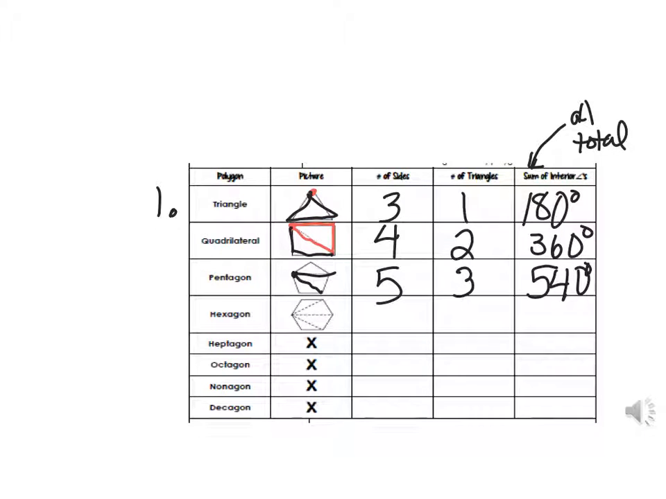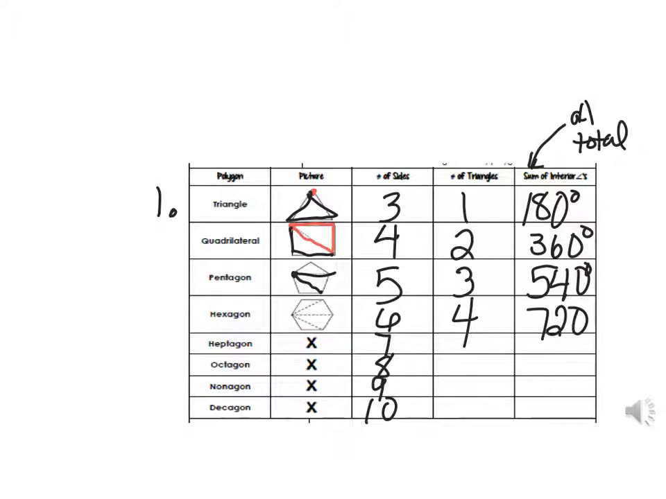Okay. Every time we go up in sides, we go up in triangles, and we go up in increments of 180. So hexagon is 6 sides. Triangles would be 4, and this would be 720. Now, for our last 4, we're not going to do the picture, but can we figure out how many sides a heptagon has? 7, octagon 8, nonagon 9, and decagon 10.